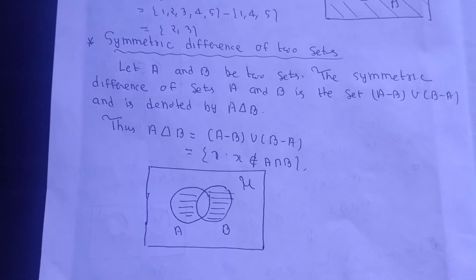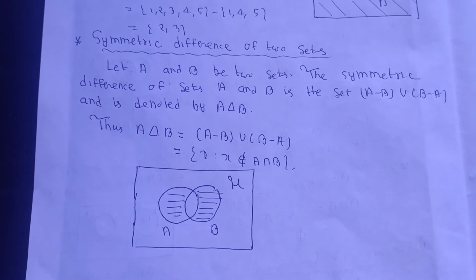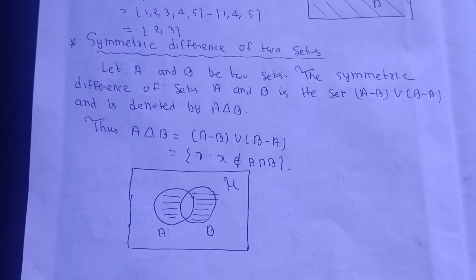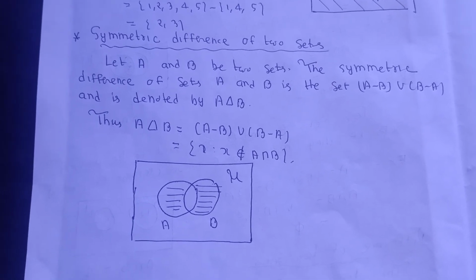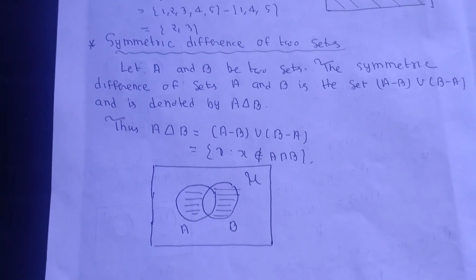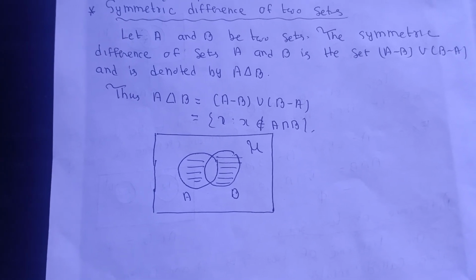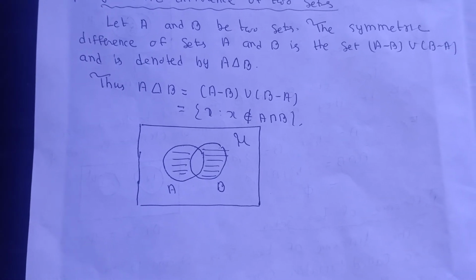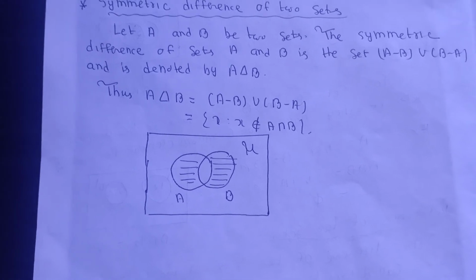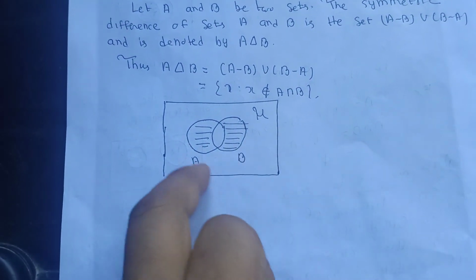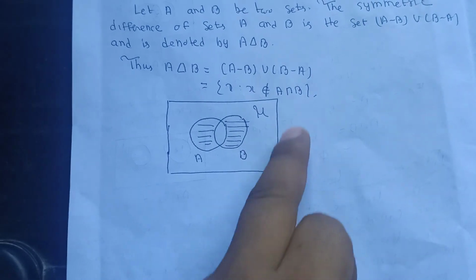Symmetric difference. Let A and B be two sets. The symmetric difference of the sets A and B is the set (A minus B) union (B minus A), and is denoted by A symmetric difference B. Thus, A symmetric difference B equals (A minus B) union (B minus A). That is, x belongs to the union but x does not belong to A intersection B. So (A minus B) union (B minus A) is the symmetric difference.